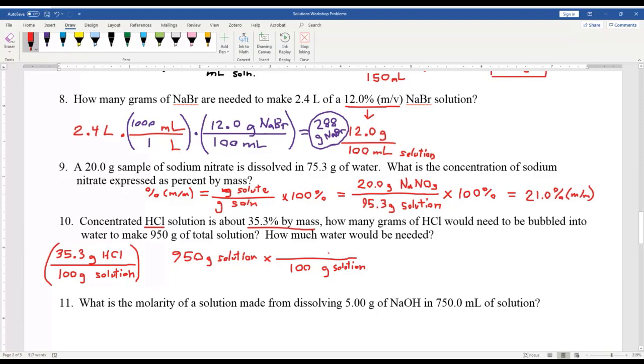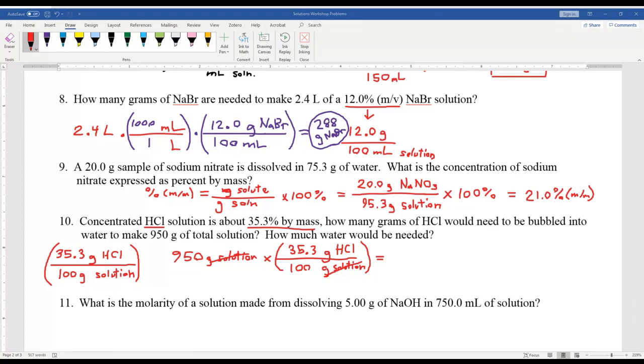Linda, I think you were about to say something. 35.3% by mass. The mass of what? HCl. So I'm going to put the grams of HCl up here. And therefore, how many grams of HCl? 35.3. Exactly. 35.3 grams of HCl can dissolve in every 100 grams of solution. So this is my concentration that I'm shooting for. The grams of solution cancel out.